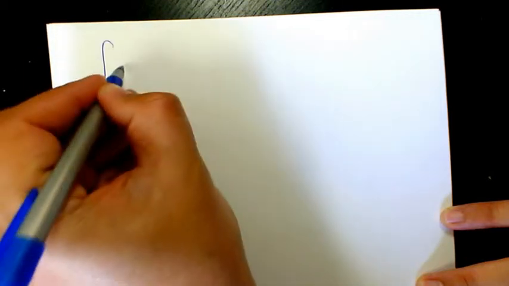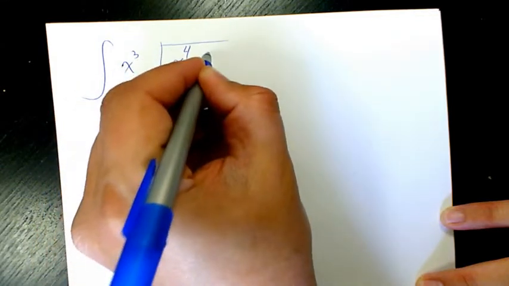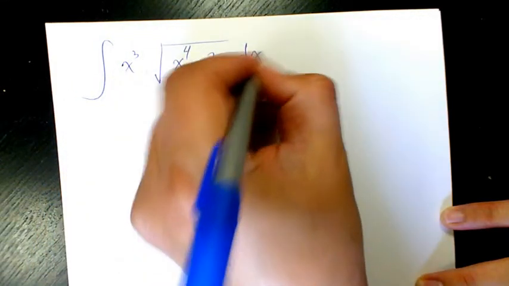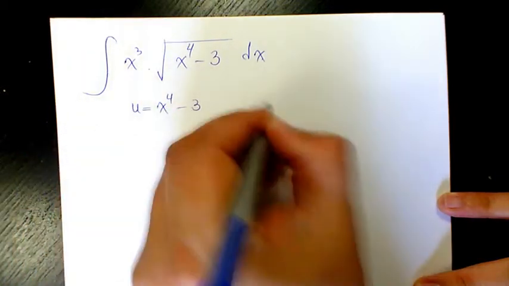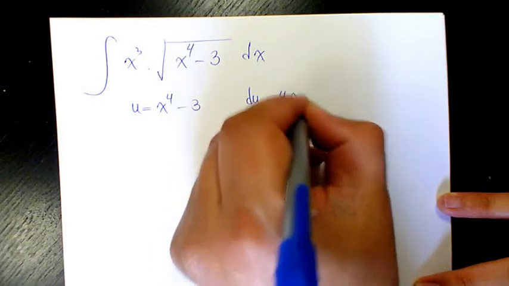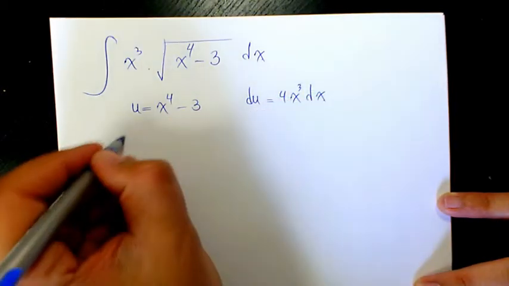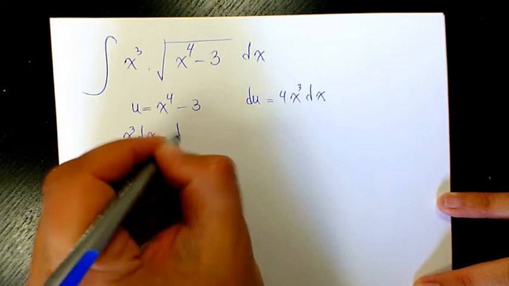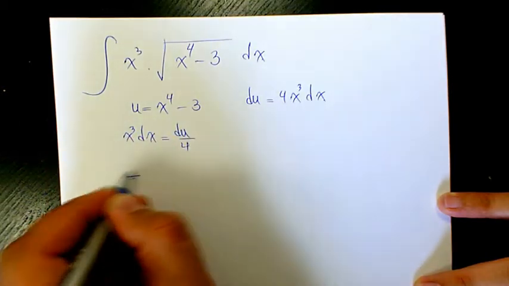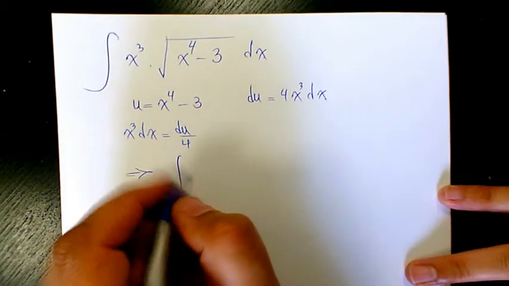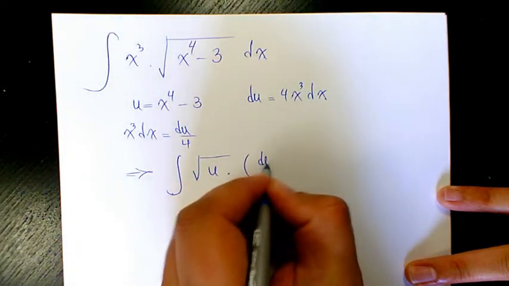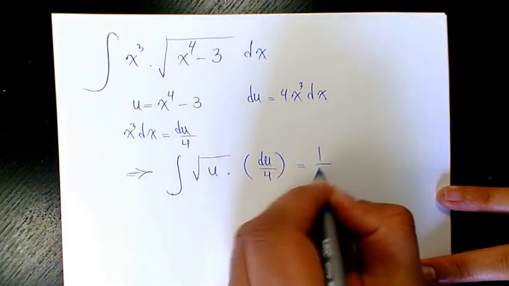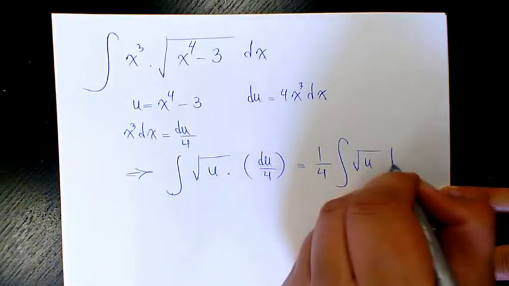Next example, x cubed times square root of x to the power of 4 minus 3 dx. So u is x to the power of 4 minus 3. Du is 4x cubed dx. So x cubed dx is going to be du over 4. Therefore, it's going to be root u times du over 4.